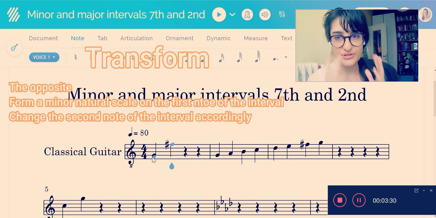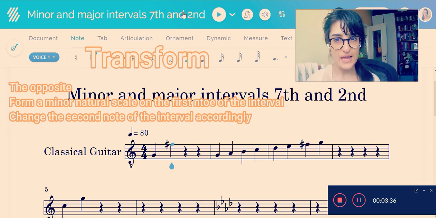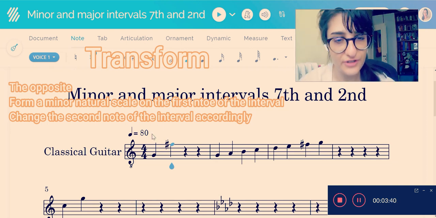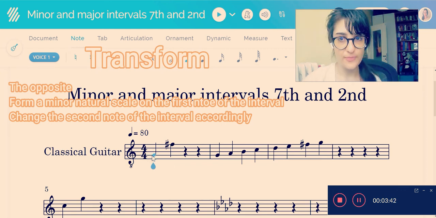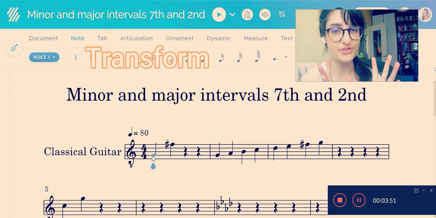Again, the opposite process. If we have a major seventh, we want to find a minor seventh, let's form a natural minor scale on the first note of the interval, which in this case is G. So as long as you remember how to form natural minor scales, you'll be fine. I think that's the key to almost everything here.